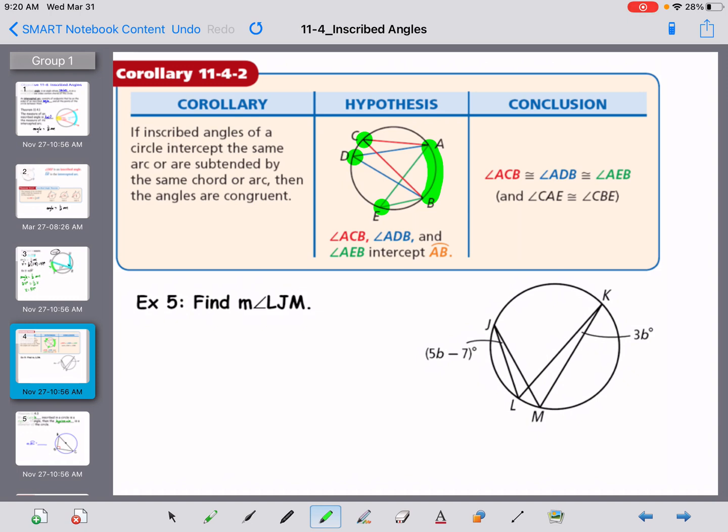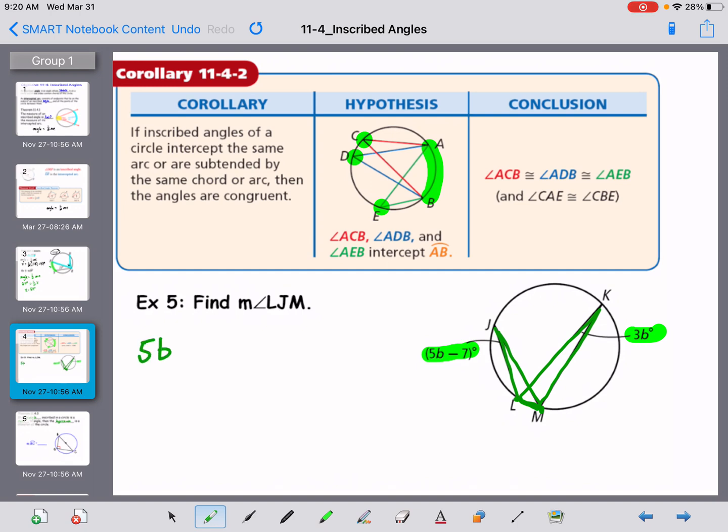So in my example 5, I've got these 2 angles right here, 5B minus 7 and 3B. Notice that both of these angles are right here at LM. That means they both have endpoints at LM, so they're both the same measure. This time I'm not going to use the formula because they're equal to each other. I'm going to set them equal to each other.